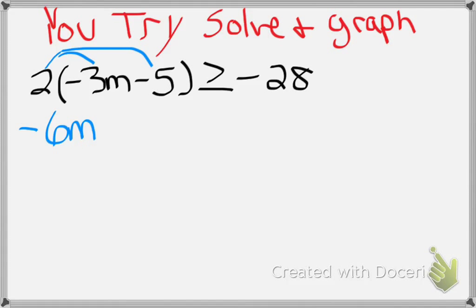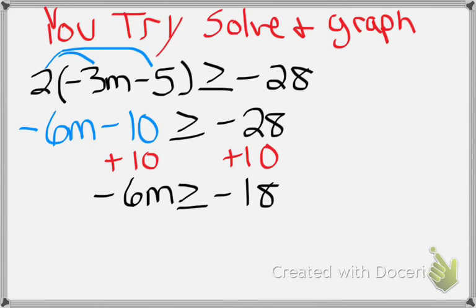Alright, let's distribute. 2 times negative 3m is negative 6m. 2 times negative 5, positive times negative, that's a negative, so you put a minus sign. 2 times 5 is 10, so in other words, negative 10. Now drop everything else down. Now, you've got yourself a two-step equation. Let's get that minus 10 out of there, then we'll get rid of that negative 6.